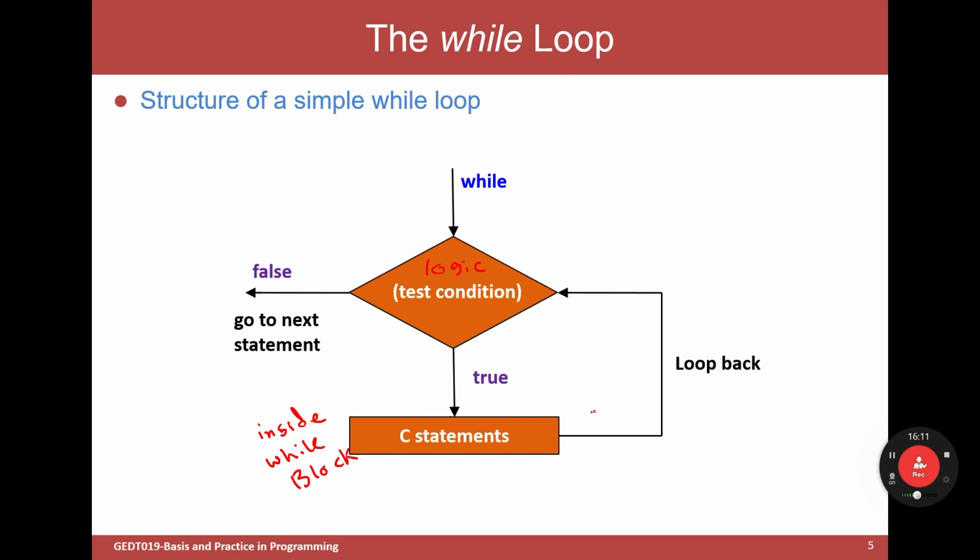And then go again and check the logic. If the logic is true, continue, run the block many times until the logic is false. If the logic is false, just ignore the while and go to the next line of code. So just totally ignore the while loop, okay?